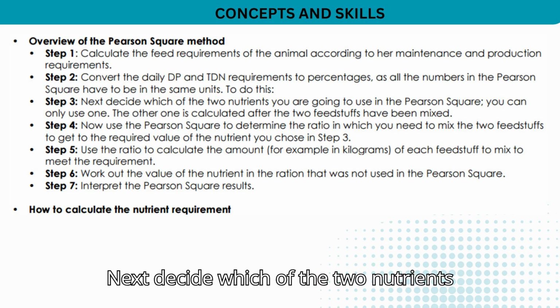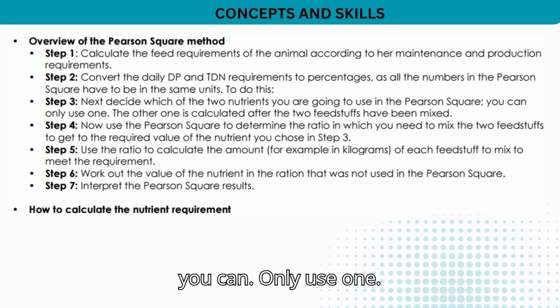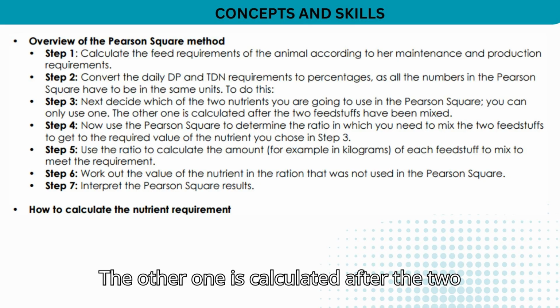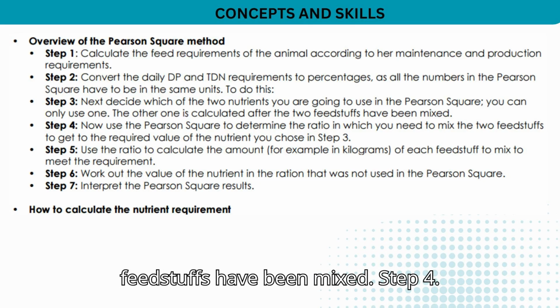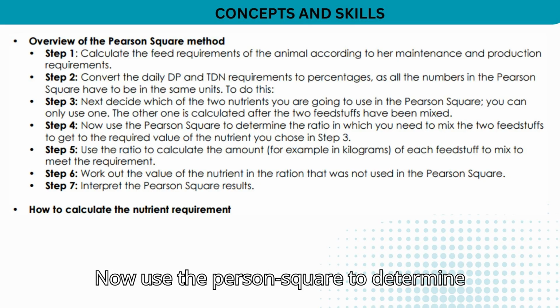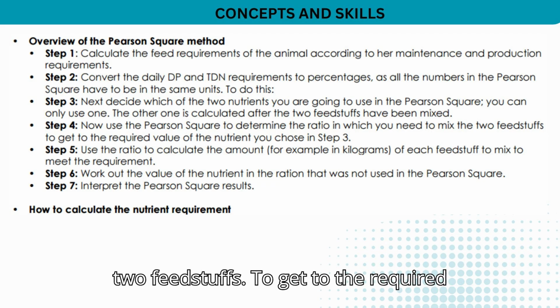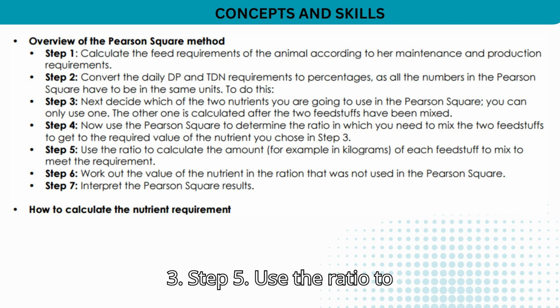Step 3. Next, decide which of the two nutrients you are going to use in the Pearson square. You can only use one. The other one is calculated after the two feedstuffs have been mixed. Step 4. Now use the Pearson square to determine the ratio in which you need to mix the two feedstuffs to get to the required value of the nutrient you chose in Step 3.